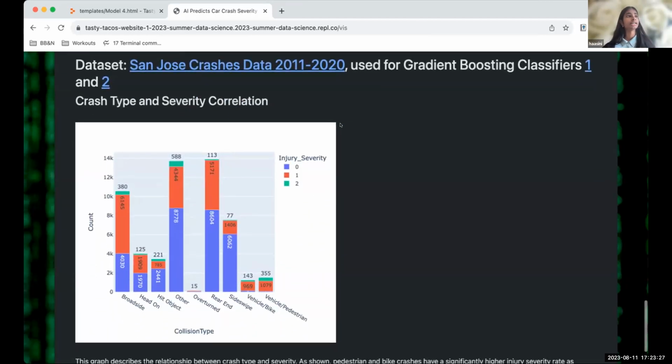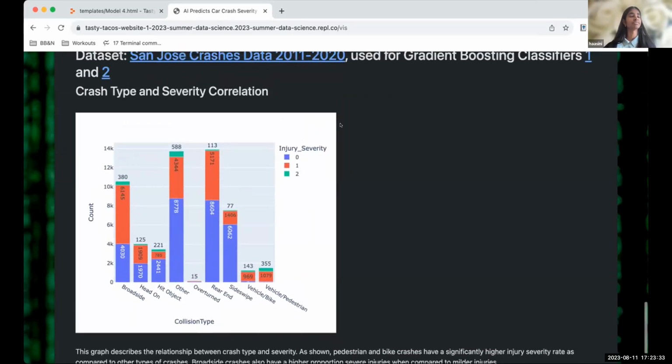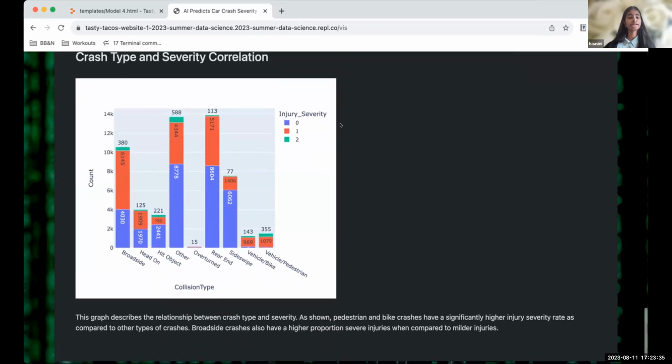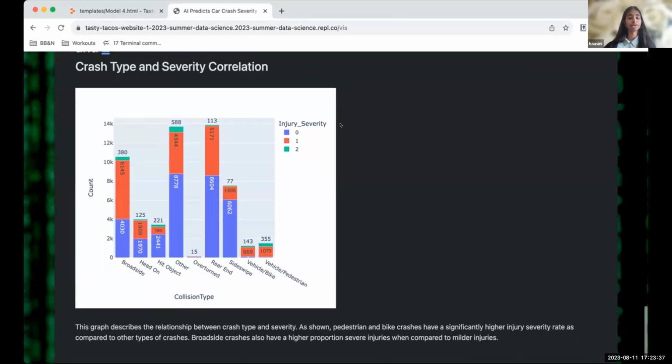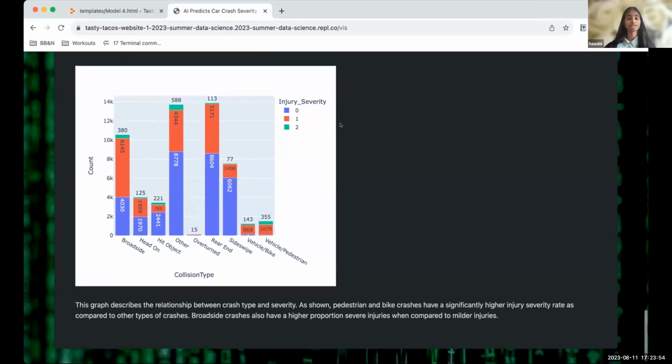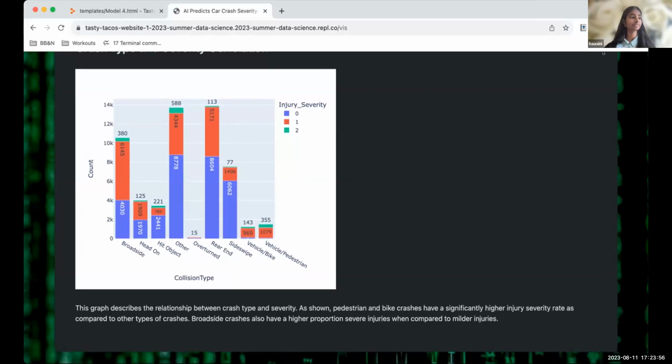So this visualization is from the San Jose crashes data set from 2011 to 2020 and is crash type and severity correlation. The graph describes the relationship between crash type and severity. As shown, pedestrian and bike crashes have a significantly higher injury severity rate compared to other types of crashes. Broadside crashes also have a higher proportion of severe injuries when compared to other types of crashes, like rear end and sideswipe crashes.